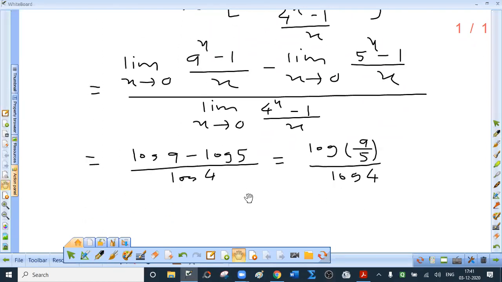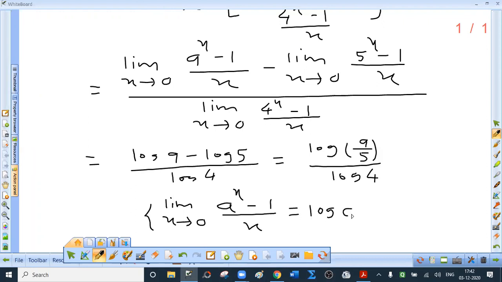Of course, you have to mention the standard limit also. Which standard limit is used? Limit x tends to 0, (a raised to x minus 1) upon x is nothing but log a. Right now.